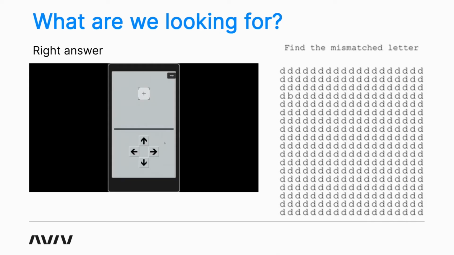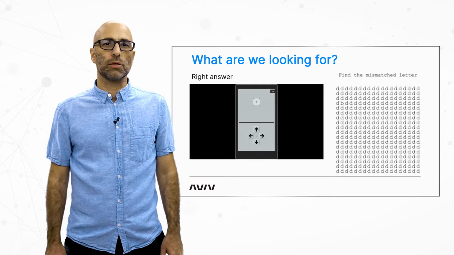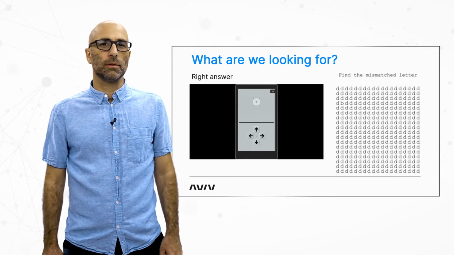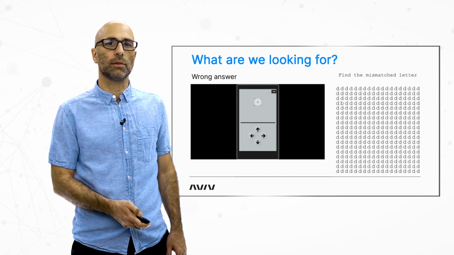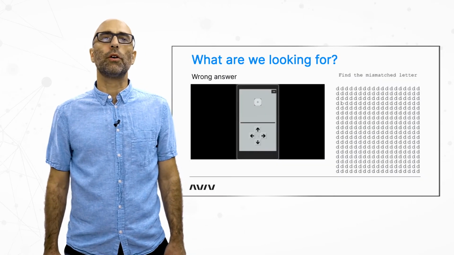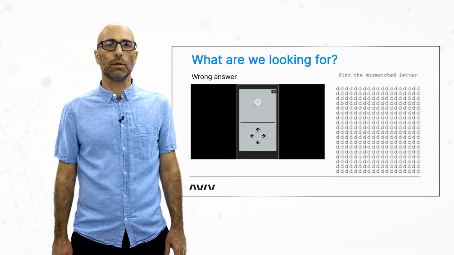So let's look at the example on the left. This paradigm is called the flanker paradigm. We need to press the arrow that corresponds to the central arrow on the screen. When the target and the distractors correspond to each other, we do it fairly easily. It's fairly easy on our attention. But when there is a conflict between the target and the distractors, it's harder for our attention to focus on the target, and it takes us more time to do the action.